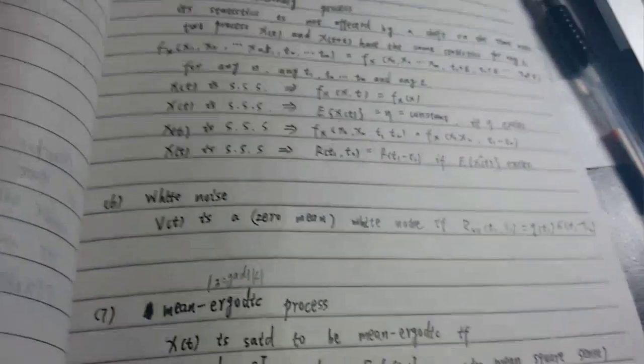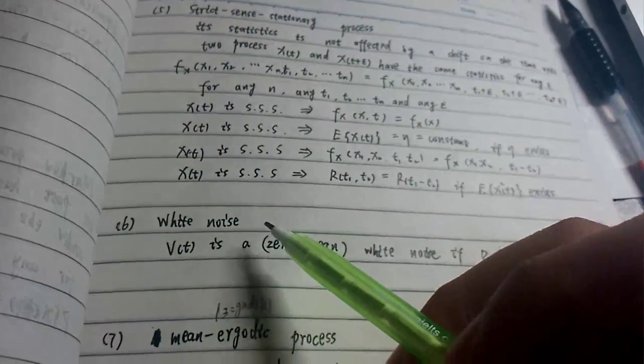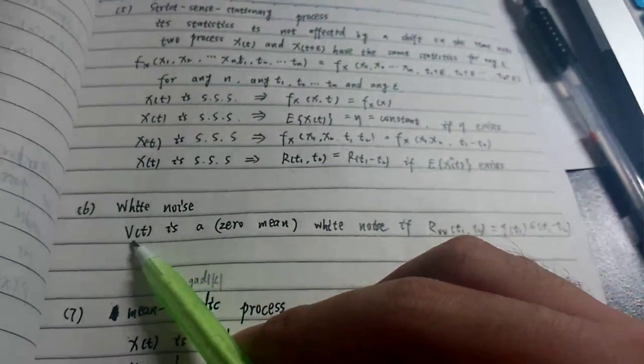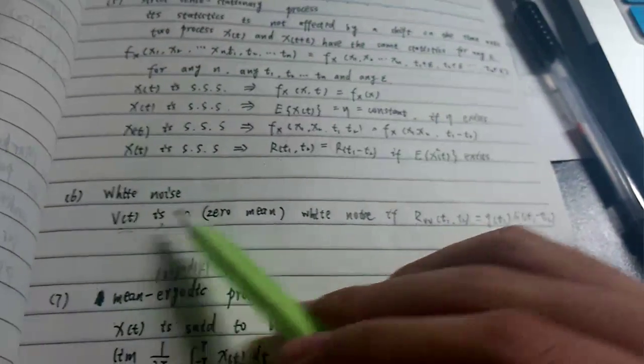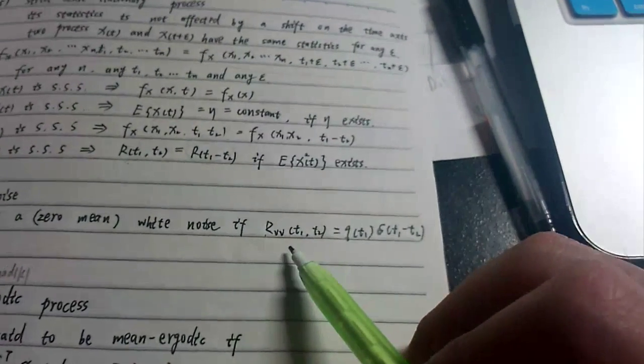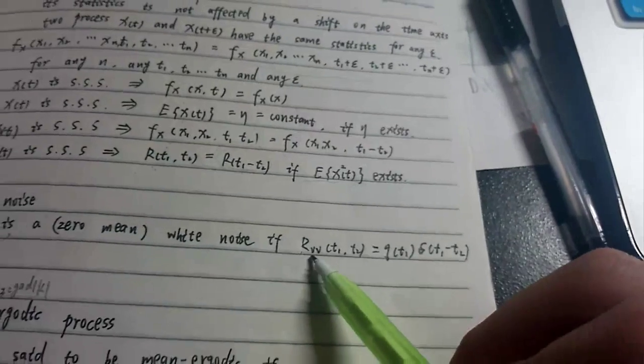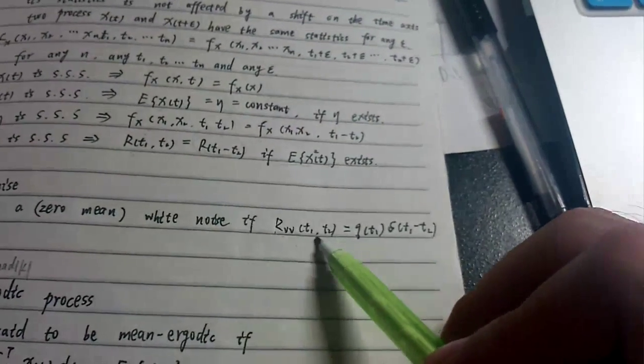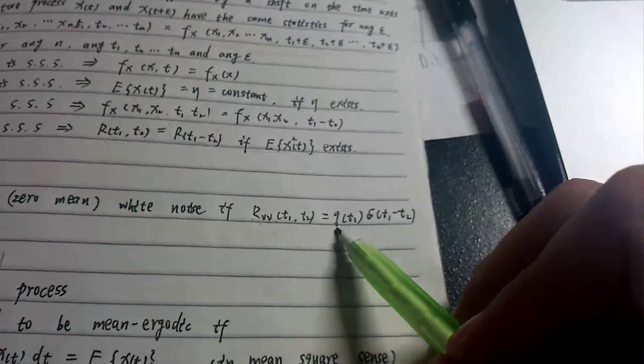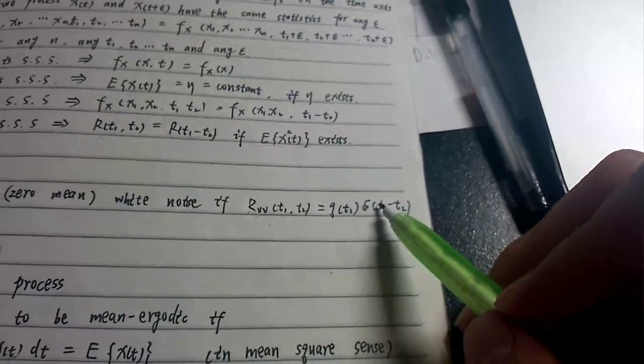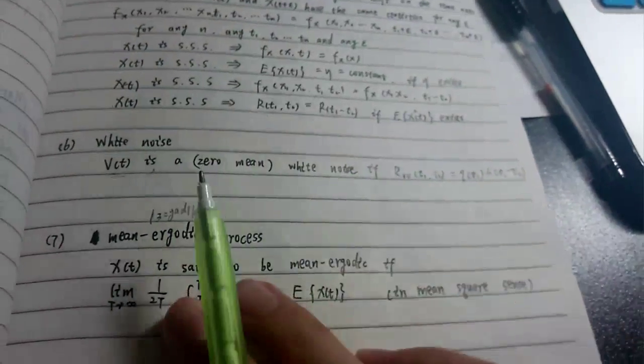And the next process is white noise. White noise can be written as Vt. Vt is white noise if the correlation R(t1, t2) is equal to q(t1) delta(t1 minus t2). This can be white noise.